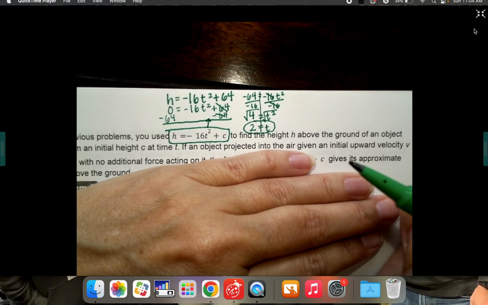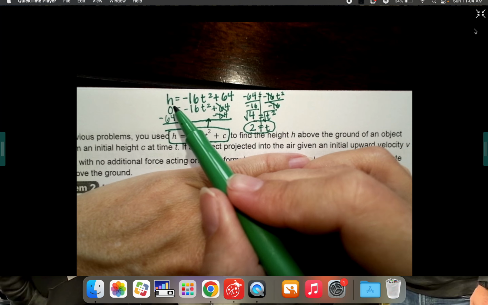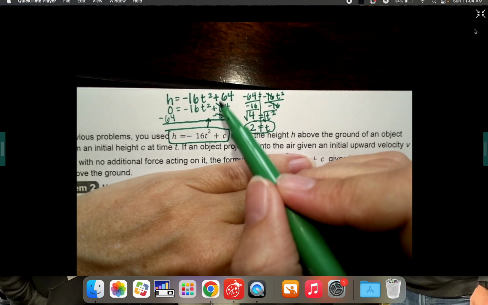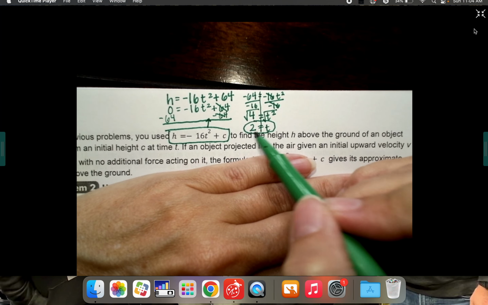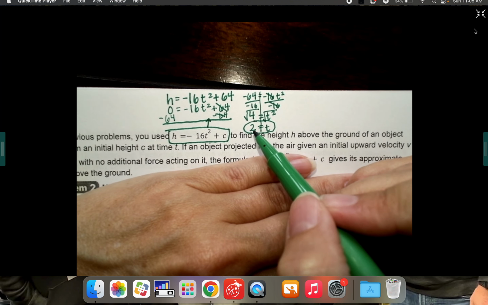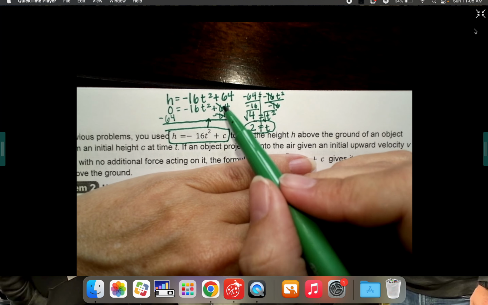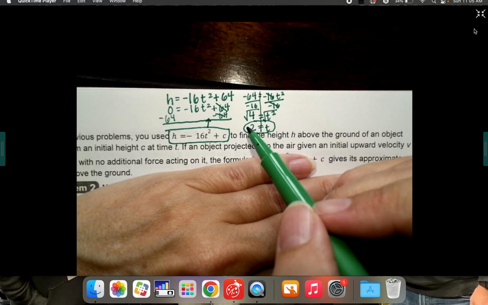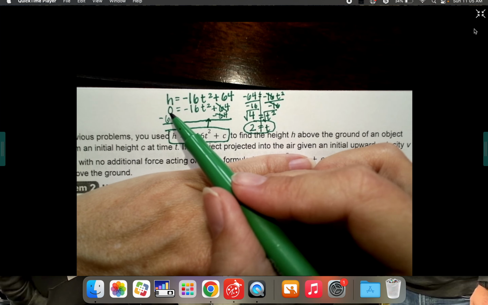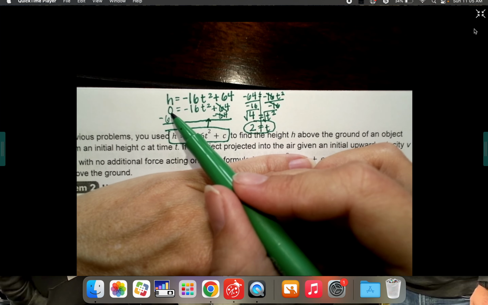But if it didn't give you graph paper, you could always just set your h equal to 0 and solve it to see how many seconds. Remember, t represents time. So how many seconds it would take something to hit the ground if it started 64 feet above the ground. So you can always make your height 0 because that's what we're trying to find out: when the object reaches the ground, when it's at 0 feet.